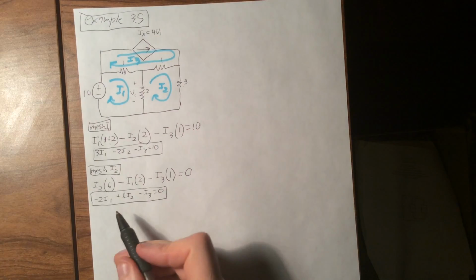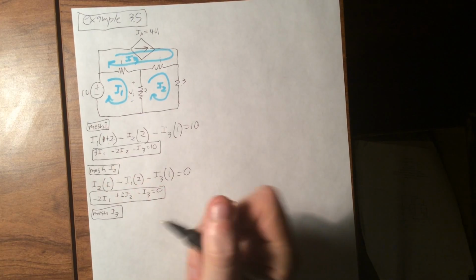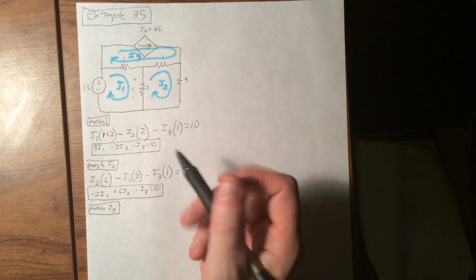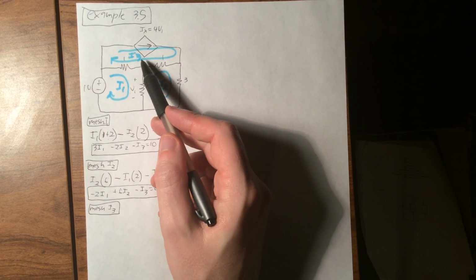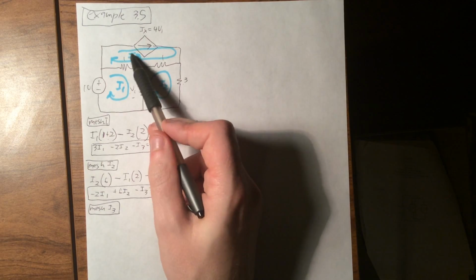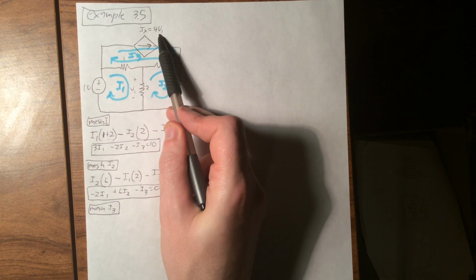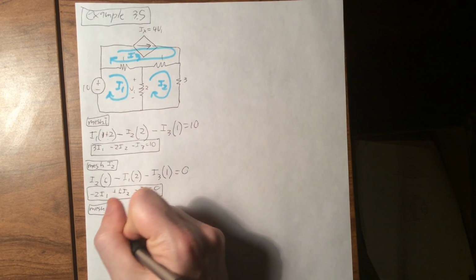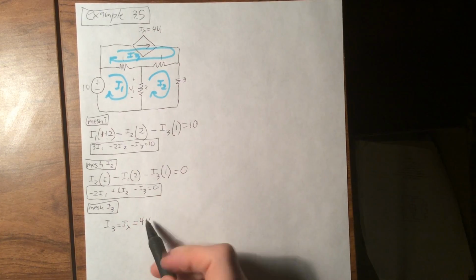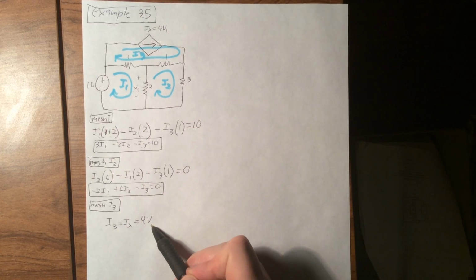Next we're going to go down to mesh I3. Mesh I3 is different. I3 equals Ix, and what does Ix equal? 4v1. So I3 equals Ix equals 4v1. Now we need to get V in terms of I, because all the others are in terms of I. So what do we do?